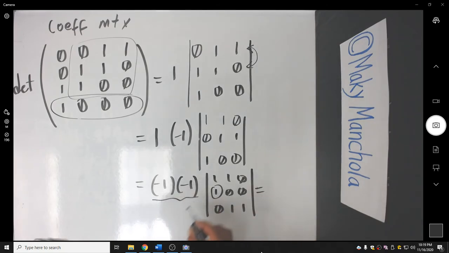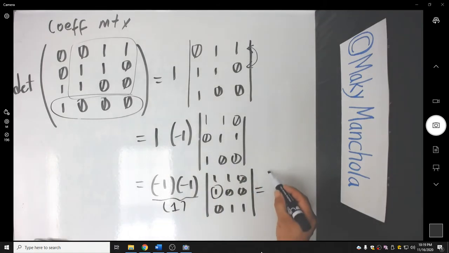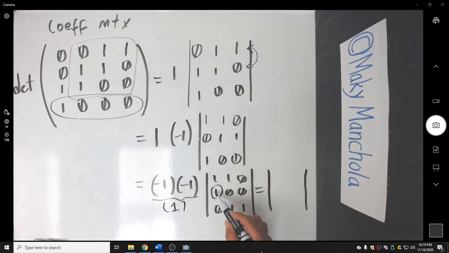By the way, this is just a 1, so you end up with just this, but this equals the determinant of the matrix that you obtain when you use the elementary row operation to get rid of this, type 3. So row 2 minus row 1. 1 minus 1 is 0. 0 minus 1 is -1. 0 minus 0 is 0.